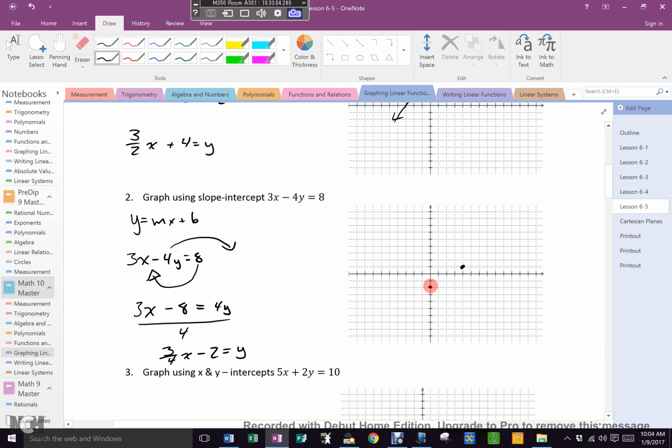And then where? Down, 1, 2, 3, and left, 1, 2, 3, 4. And what do I get to do with those 3 dots? Draw a line. Why?